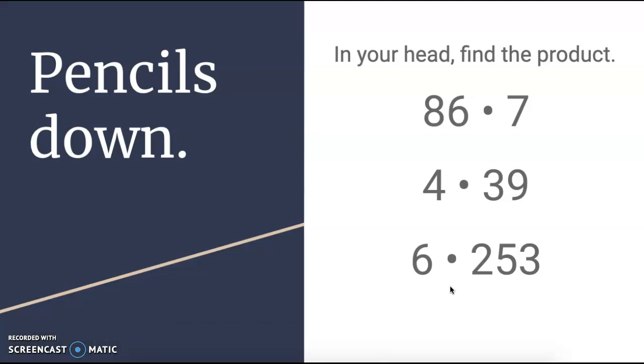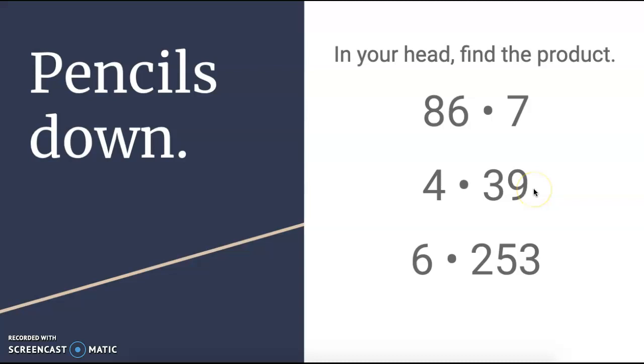All right, this is my strategy and kind of how I use the distributive property to help me multiply large numbers. So I break down the larger number, so in this first one, 86, I break it down into its place value and think of 86 like 80 plus 6. And then I multiply each of those parts by the 7. So in this case, I would do 80 times 7, which is 560, and then 6 times 7, which is 42. And then I add those together, and that's how I know that 86 times 7 is 602.